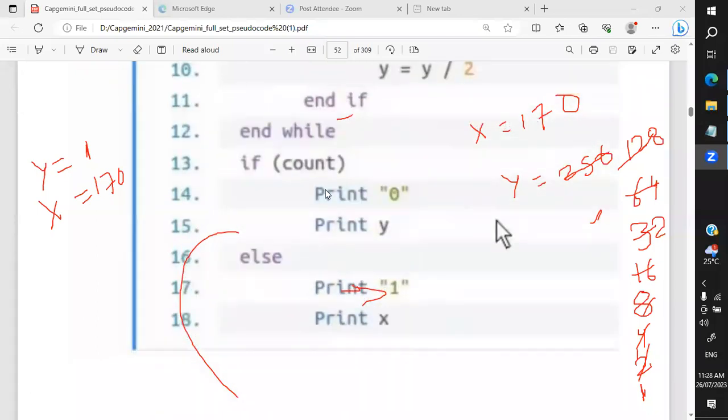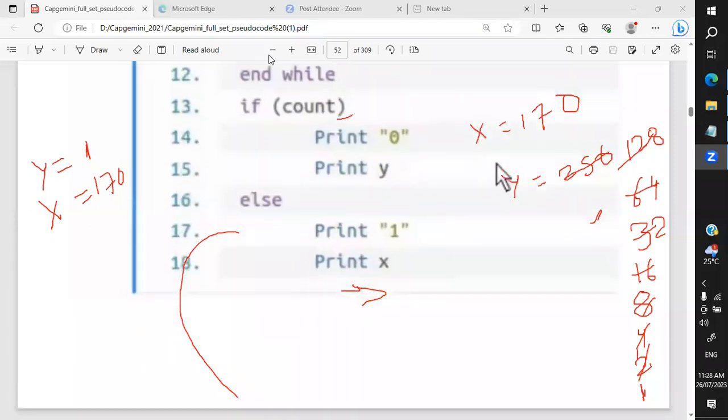So if of 0 means true or false? False. As it is false, it will enter into the else part. In the else part, what is there? Print 1 and then print x. What is the x value? 170. So what's the answer? 1, 170. I hope you got it, everyone. Answer is 1, 170. Yes, exactly.